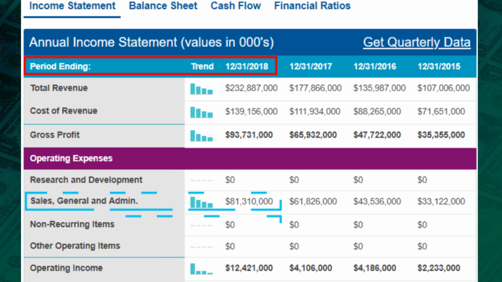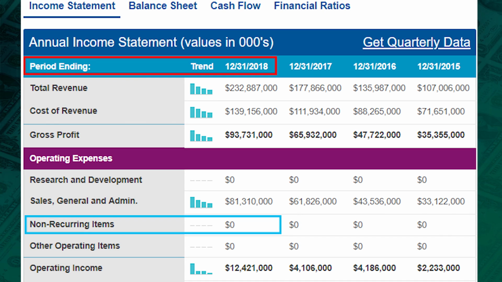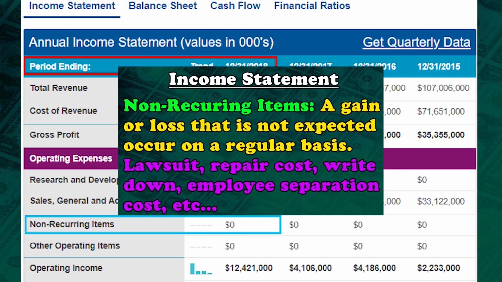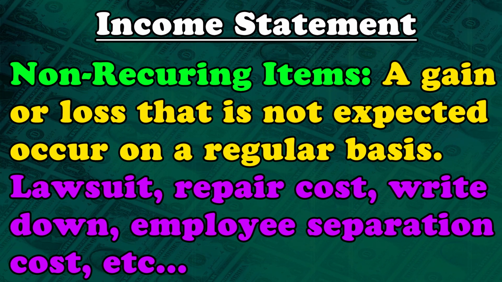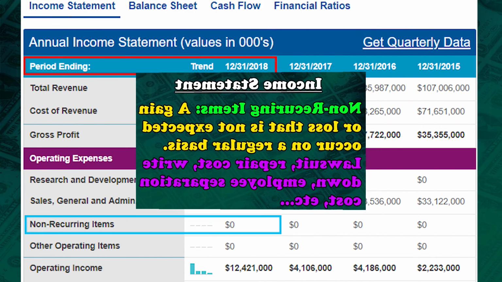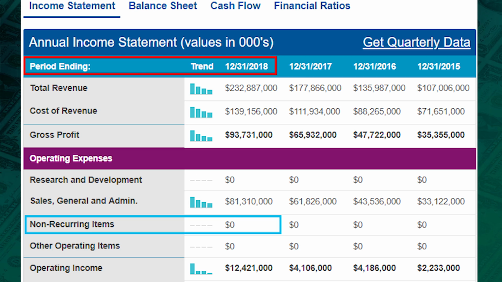And that brings us to non-recurring items. And as you might expect, that just means either a gain or a loss from something that is not expected to occur on a regular basis. So it might be some kind of write down of assets that maybe aren't worth as much as they used to be, or maybe it's some kind of a repair cost for a facility, or maybe it has to do with some lawsuit. It can basically be a number of things similar to this, and in this case, Amazon has nothing listed in this category.